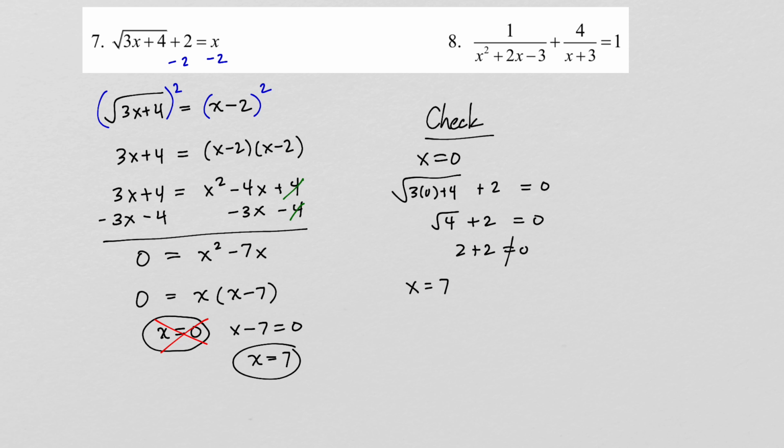Let's also check x equals 7. So if I plug in 7, I get the square root of 3 times 7 plus 4, plus 2 equals 7. This is the square root of 25 plus 2 is 7. And that is 5 plus 2 equals 7, which is correct. So in this problem, the only answer is x equals 7.